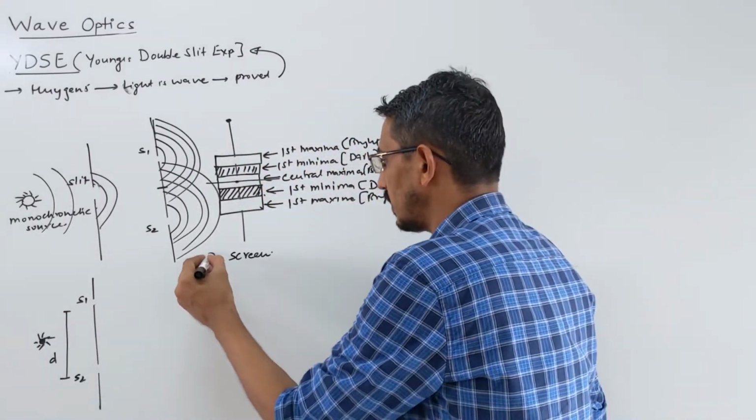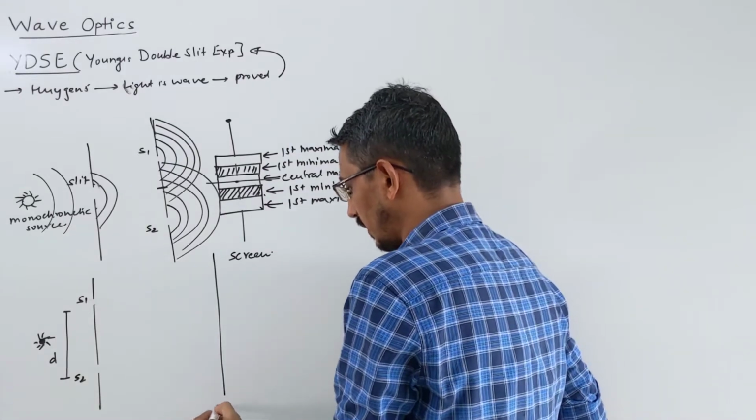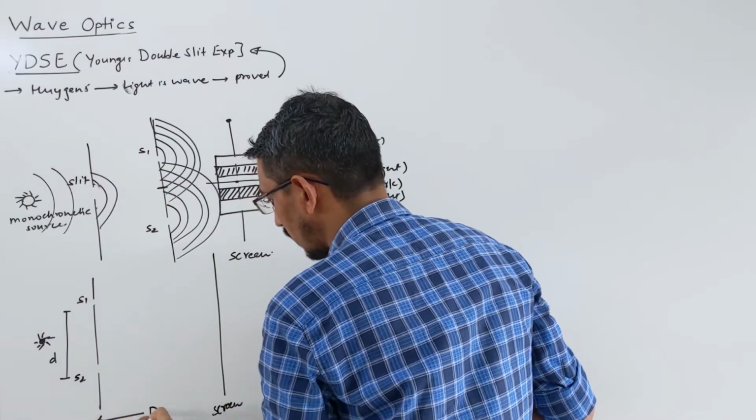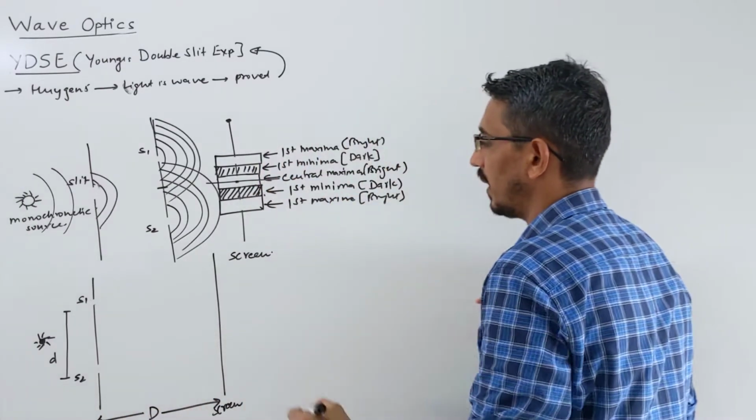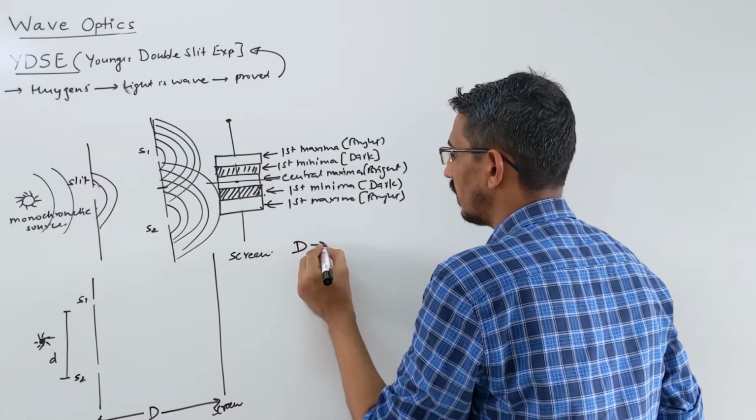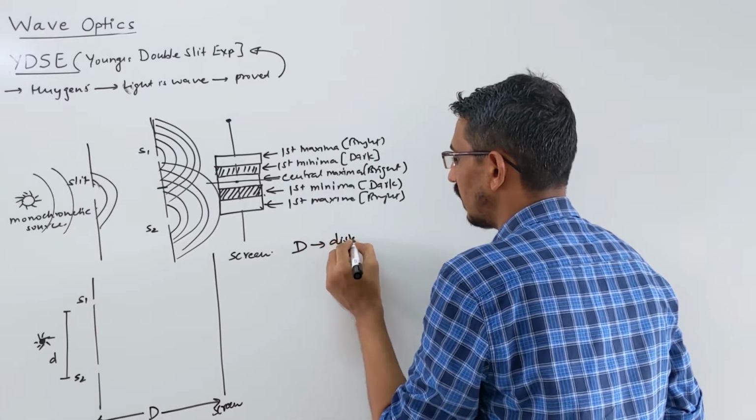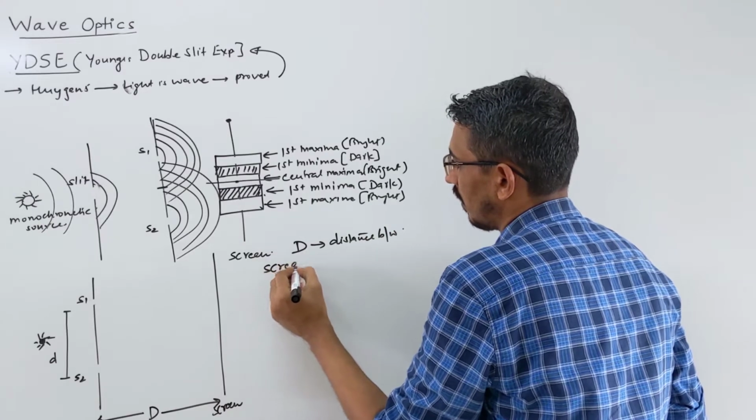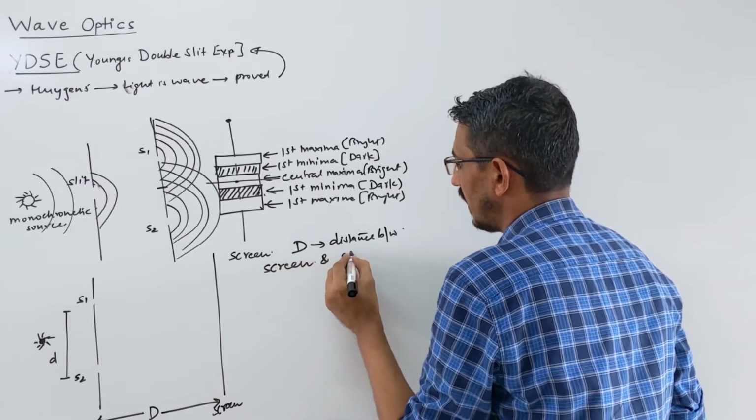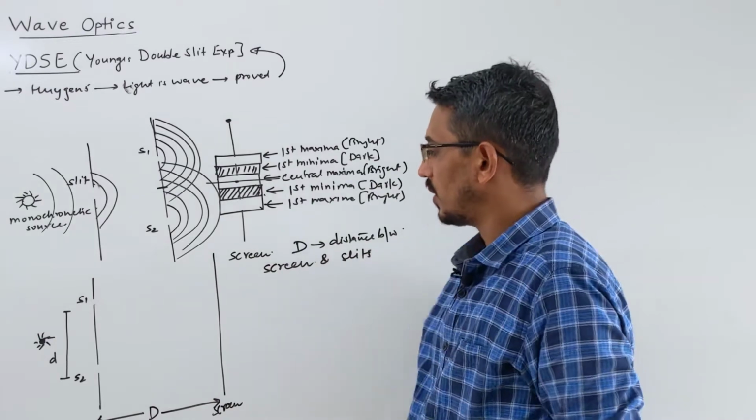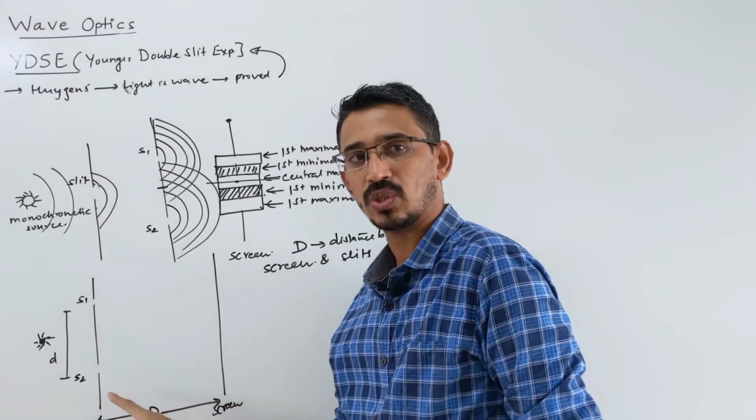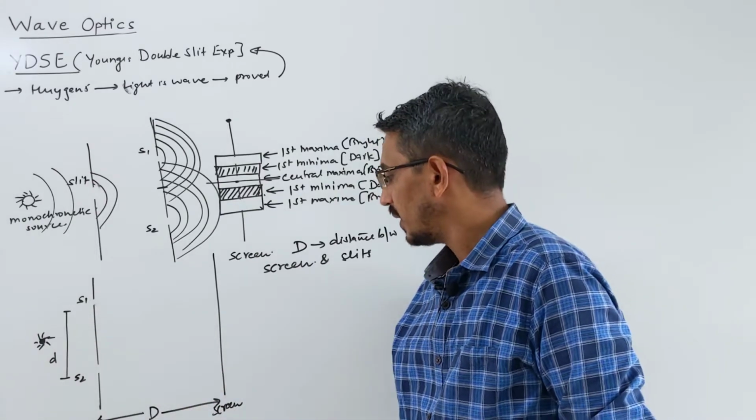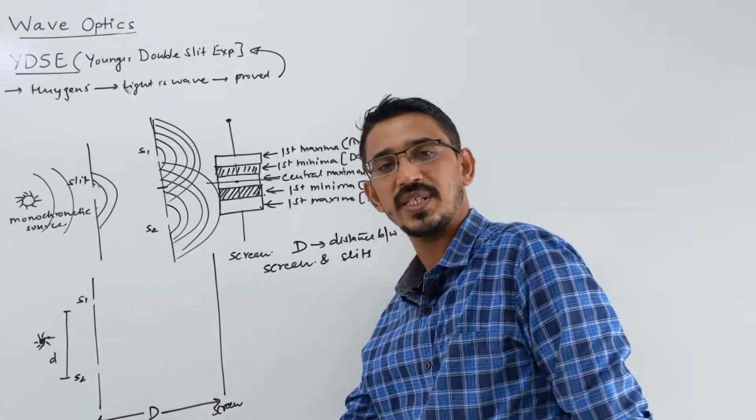And this is your screen again. I'm just drawing an easier version of this. The screen is placed at a distance of capital D. I'm writing it here also in words: what is D? It is the distance between your screen and the slits. Here we have slits, or you can also say sources: source S1, source S2, or slit S1, slit S2. So that distance is called the screen distance D.